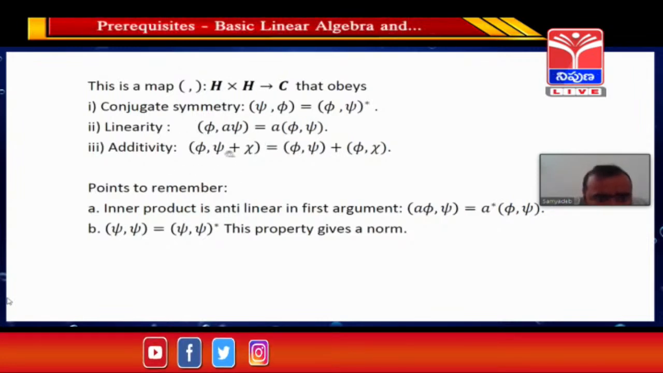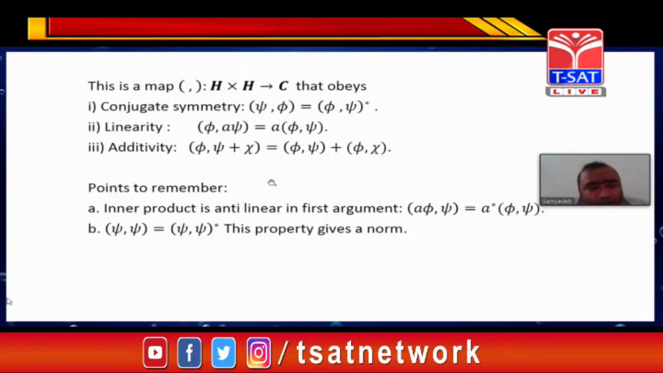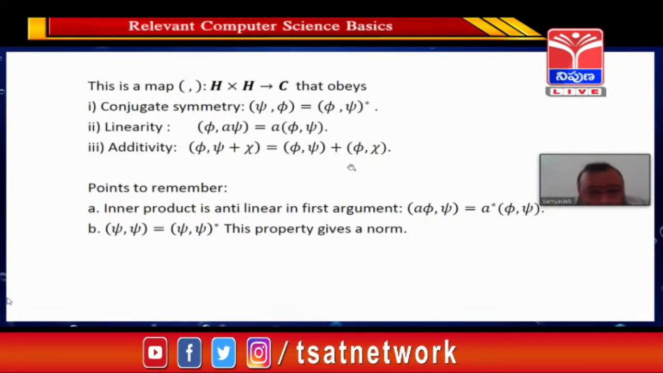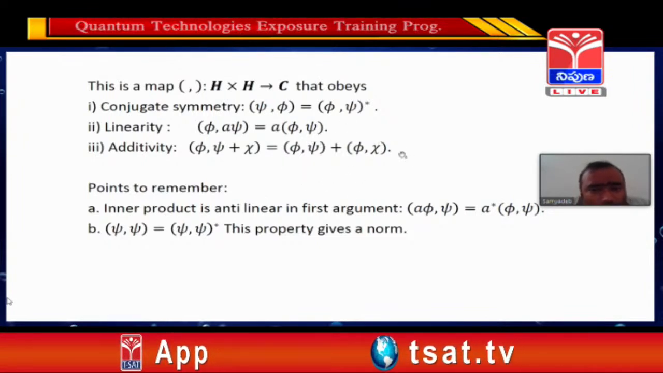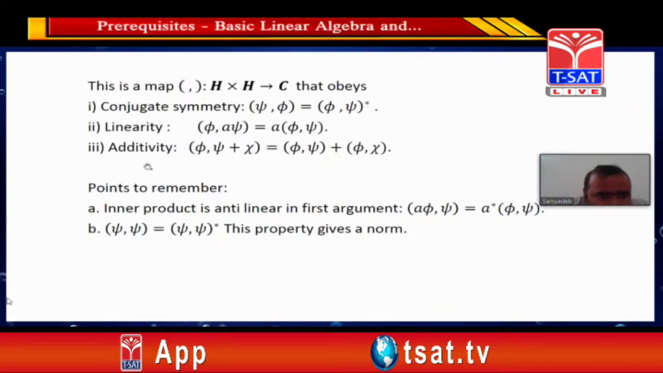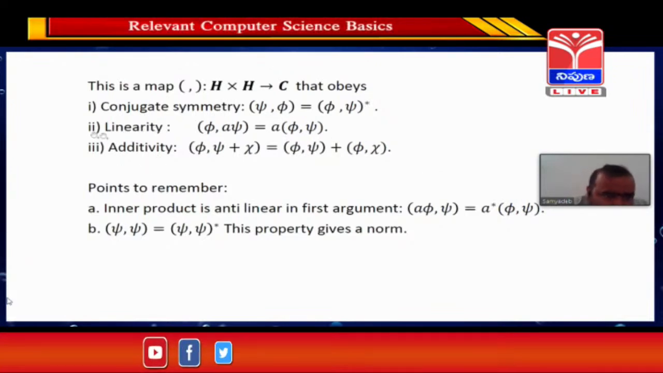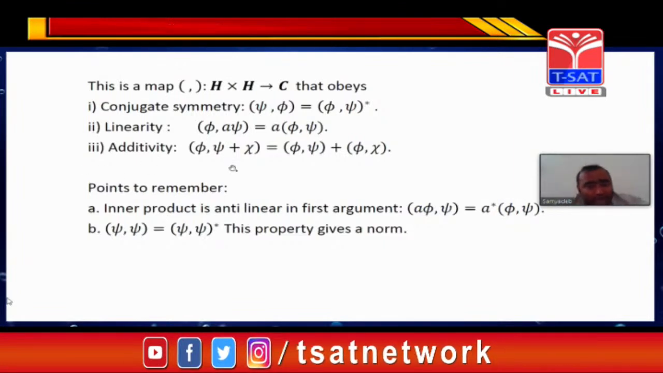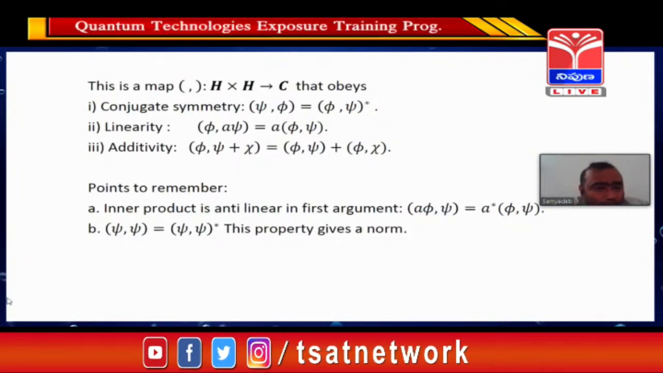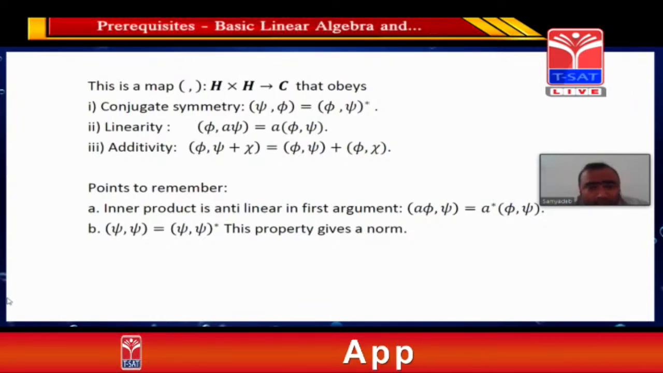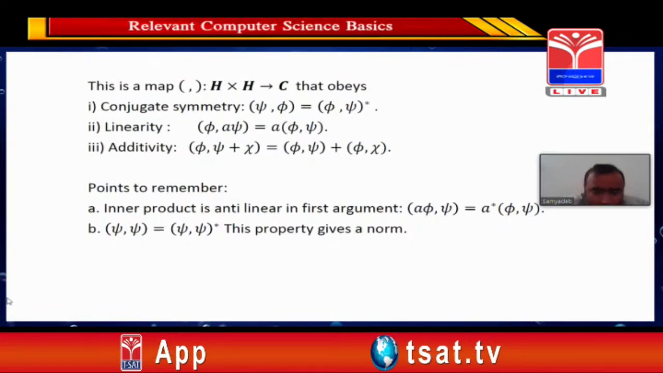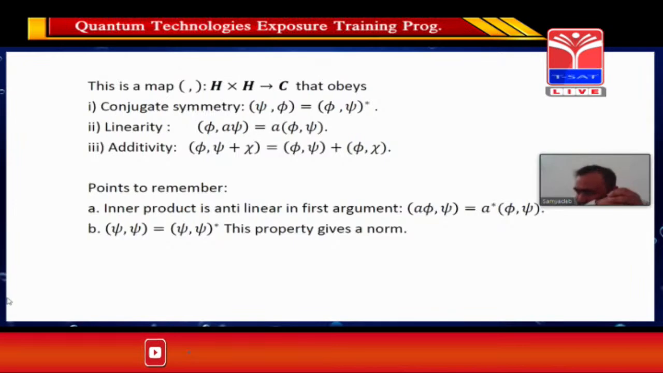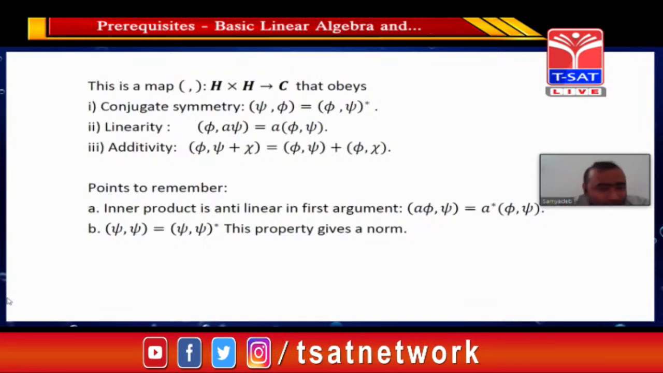So the inner product of phi and the vector a xi plus b chi, where a, b are complex numbers, will be a times the inner product of phi and xi plus b times the inner product of phi and chi. This can be very easily understood from property 2 and property 3. That is what a linear map is all about. If a map is linear, then this property should hold. So this inner product, which takes two vectors in a given vector space and maps them into a complex number, is also a linear map.